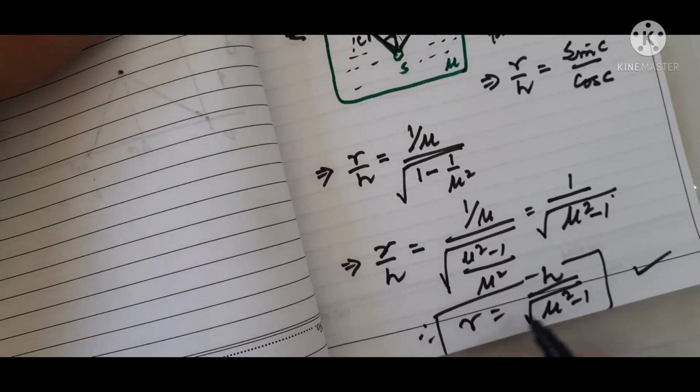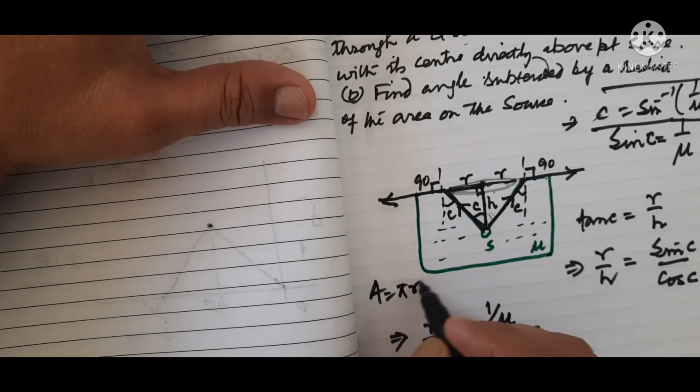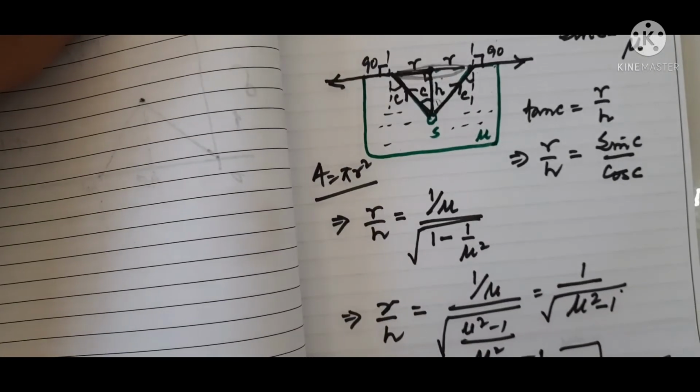If the question asks you to find the area, then it is pi r square. If it asks for the area, we take pi r square. You know r.